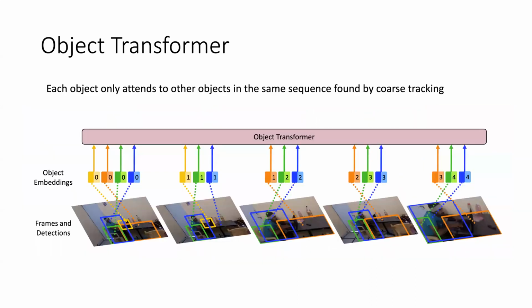In the object transformer, each object will only attend other objects in the same sequence obtained by cause tracking. This sparse attention enables the model to capture longer dependencies with lower computational costs.